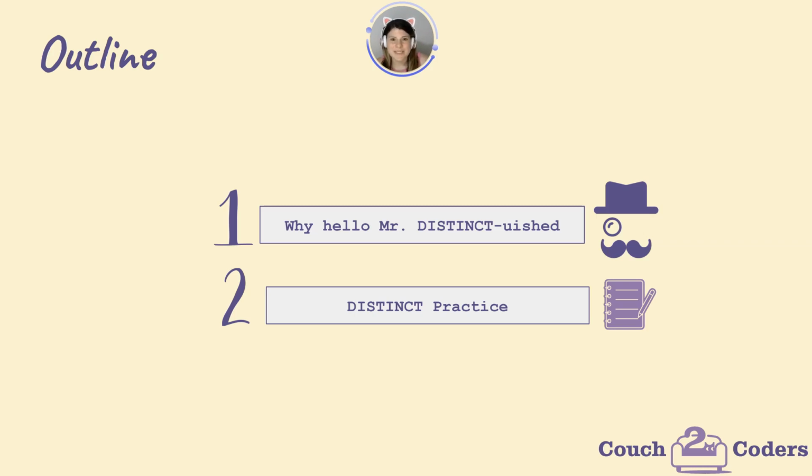After we introduce Distinct-uished and do a couple examples using that, then you're going to get your hands dirty doing your own practice problem using Distinct. For time budgeting, the first video is about 12 minutes with an example you can follow along, and part 2 with the answers and going over the question is 10 minutes.